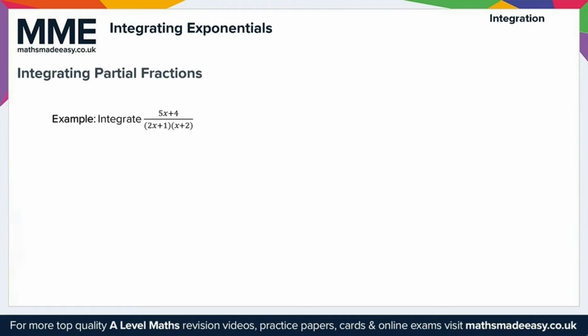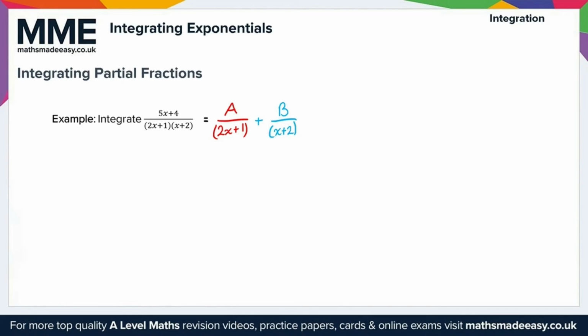So we're asked to integrate here (5x + 4) over (2x + 1) times (x + 2). So here, first we need to get this into the correct form. We have two linear terms in our denominator here. So in that case, we can write this as A over (2x + 1) plus B over (x + 2). And I'll write these in brackets just so it's clear: 2x + 1 and x + 2 there.